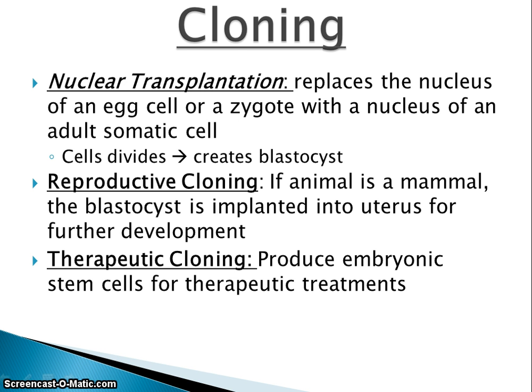Therapeutic cloning is producing embryonic stem cells for therapeutic treatment. Now you get the stem cells from the embryo. And what's so neat about the stem cells is they can give rise to all different types of body cells. So again, cloning is making an exact copy. There's no genetic diversity, and they have been doing it since the 50s.